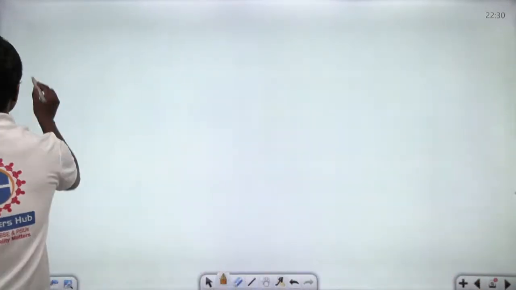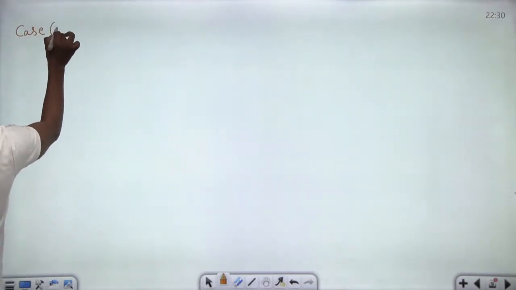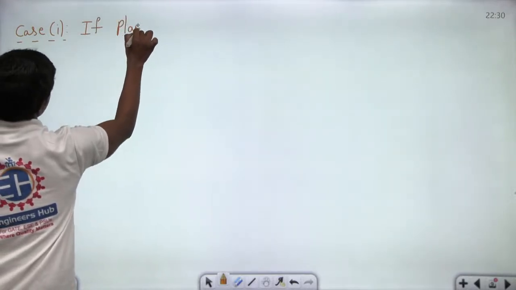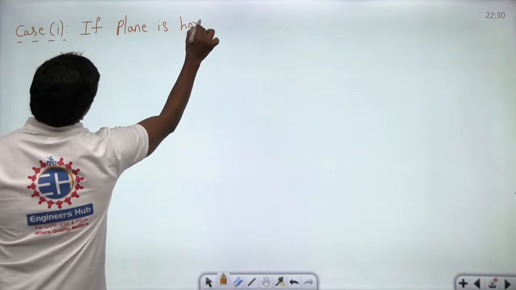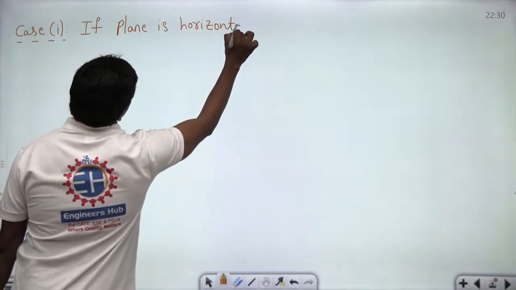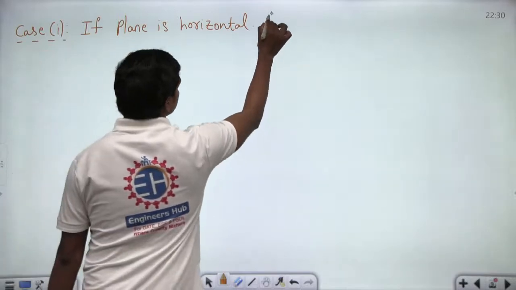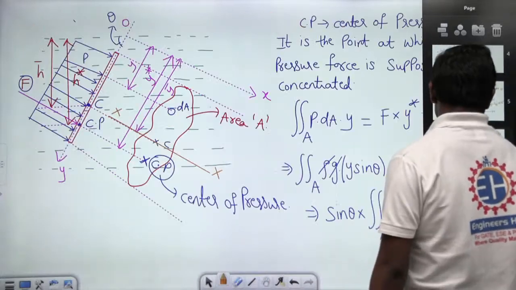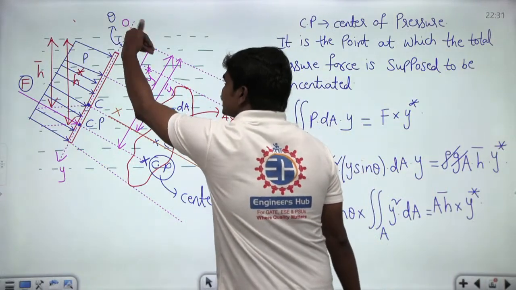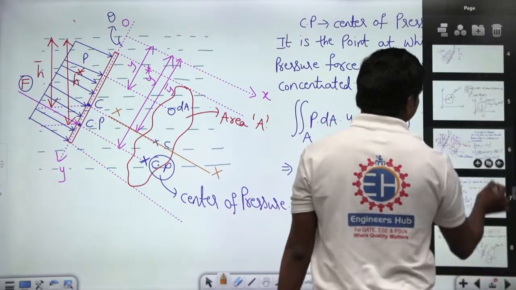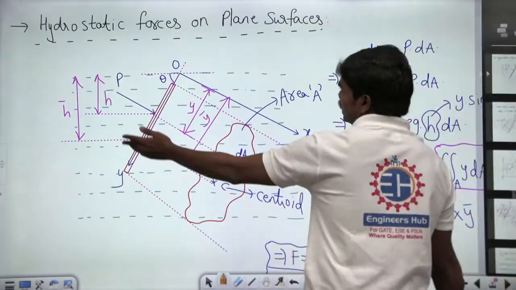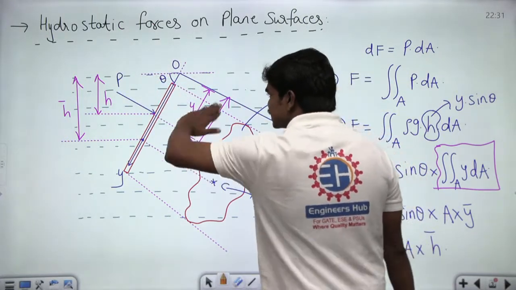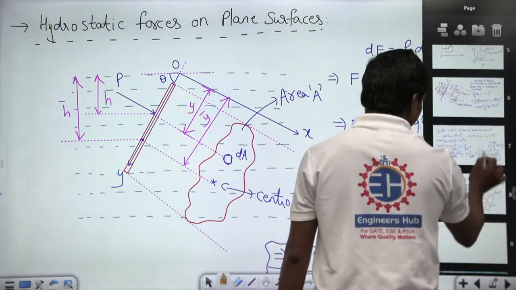Look, case 1, let us suppose the plate is horizontal. If the plane is horizontal, how is it horizontal? When your theta is 0, correct? Look from this diagram, this is your theta. If your theta is 0, this plate will be parallel to the free surface of the fluid, correct? Whenever your plate is at some angle, this is the analysis that we got. But now when your theta is 0, this plate gets horizontal. Let us see what happens.